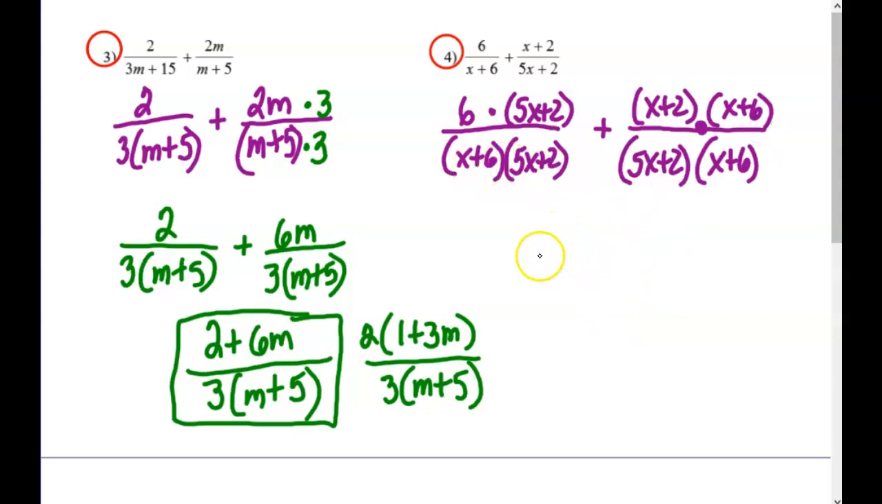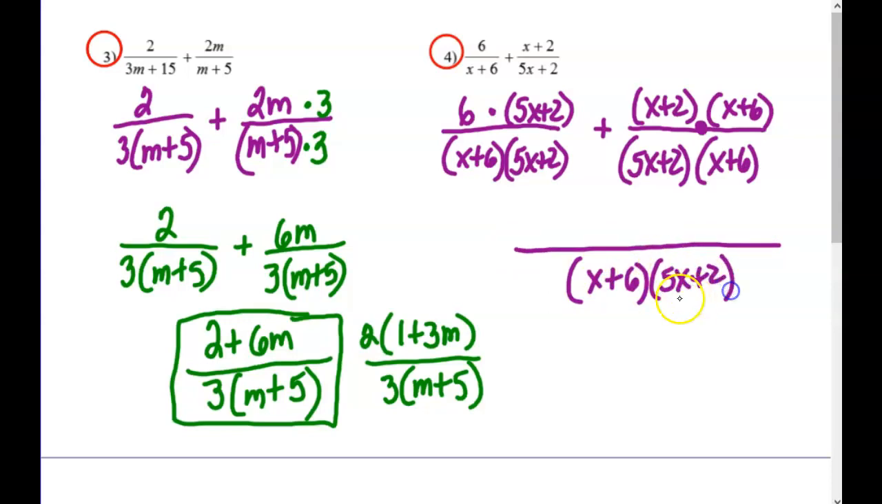Now, because they have a common denominator, it's okay to just write, this is my new denominator. Okay? I didn't do that until the end on this step. I could have done it here because we have a common denominator. I just wanted to make sure you saw that it was common.